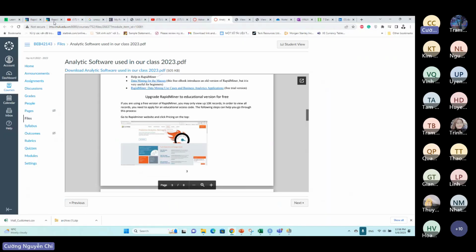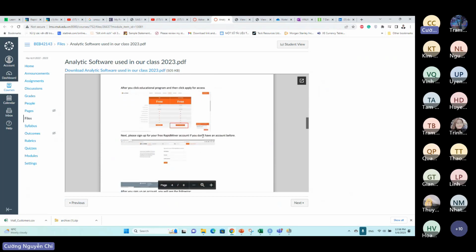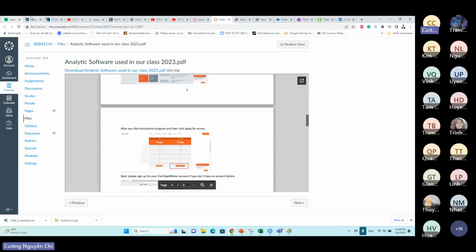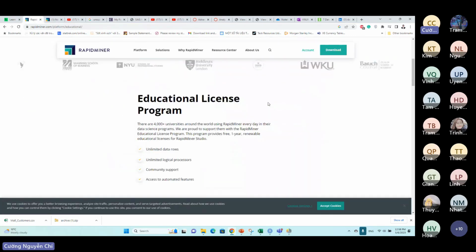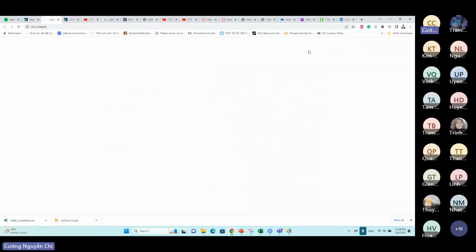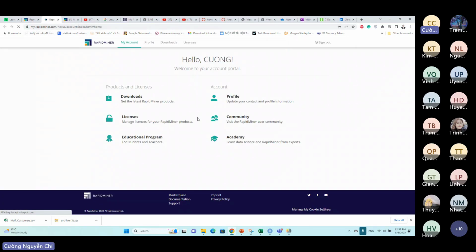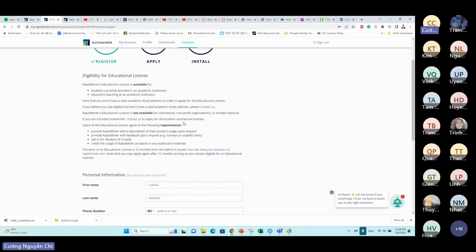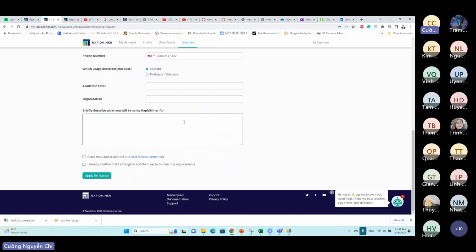How you can do that, I already show you the instructions on this website. Maybe the website has been updated a little bit, but anyway, it's quite the same. So all you have to do is register a profile with your email, and then you go into your account. You can see the educational program, and you just follow the information and instructions.